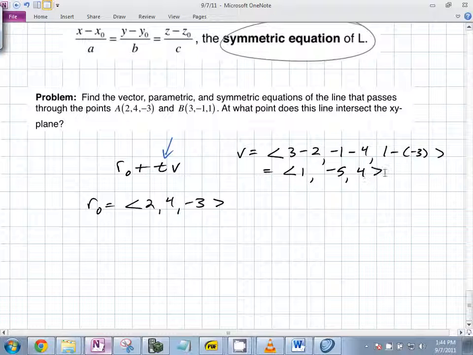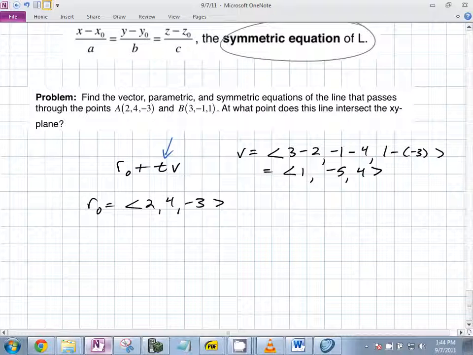That is the direction you're heading in. The problem says find the vector, parametric, and symmetric equation for the line that passes through those points. Does that description give you a direction? No, so we're just picking one of them. So are there multiple answers to this question? Yeah, you have lots of different R naught values. It could be either direction. I'm just going from A to B because it's alphabetical order for no other good reason.